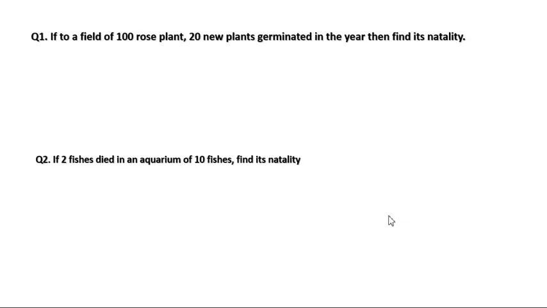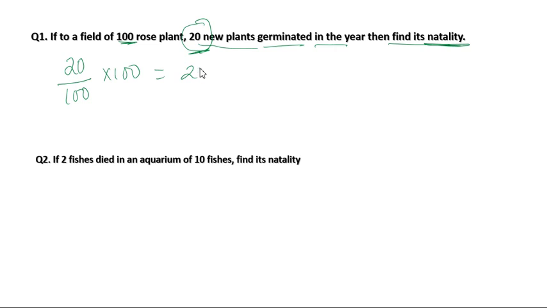The question says if in a field of 100 rose plants 20 new plants germinated in the year, find its natality. Now what is natality? Natality is the number of live births. They are telling us that 20 new plants germinated in the current year. So how many new plants? 20 upon what was the initial number of plants? 100, into 100. So it is equal to 20%.